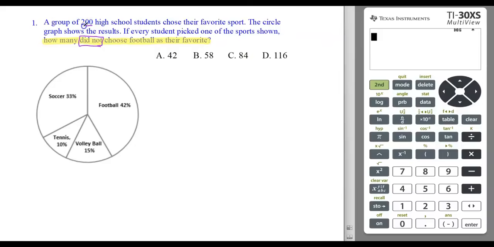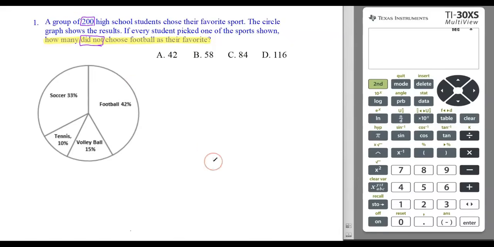Now there's 200 high school students, so now I know what my answer choices represent. For example, answer choice A represents the fact that 42 students out of 200 did not choose football as their favorite sport, and so on. So we're going to need the circle graph to help us answer this question. So let's look at the circle graph so we know what it represents.